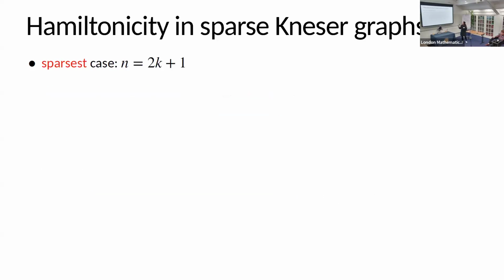Now let's look at the Hamiltonicity of graphs from the other direction, that is from the sparse. The sparsest case is when n equals 2k plus 1, because n has to be at least 2k plus 1 to be a non-trivial Kneser graph. So that would be the sparsest case.